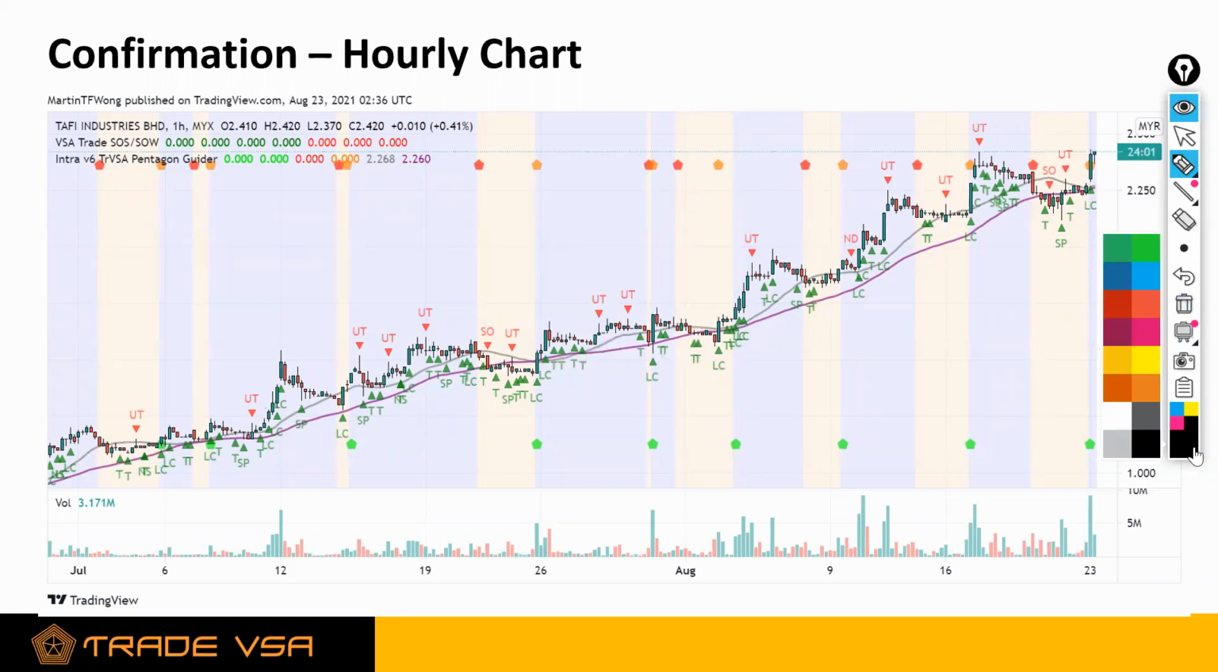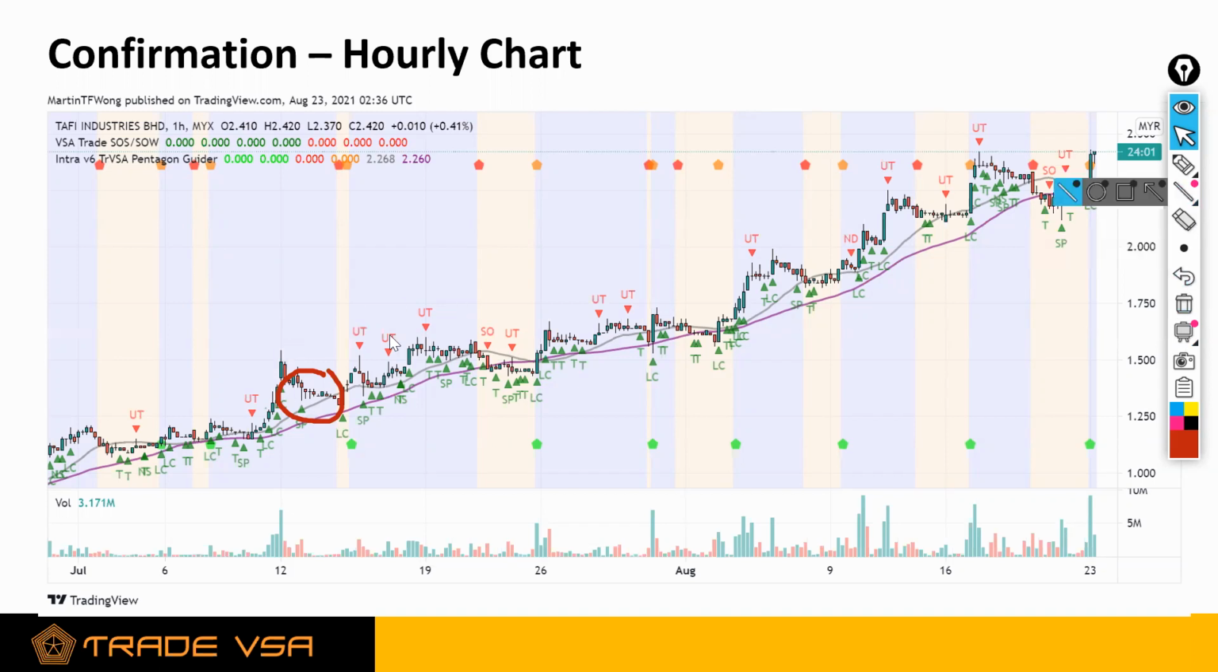Okay, let me change to different colors. Hopefully you all still remember that just now we talked about what the narrow spread bar means. Can anyone tell me what it means by narrow spread bar again? Yes, there's a likelihood of a continuation of trends, right? So if you look into here, what is this period?